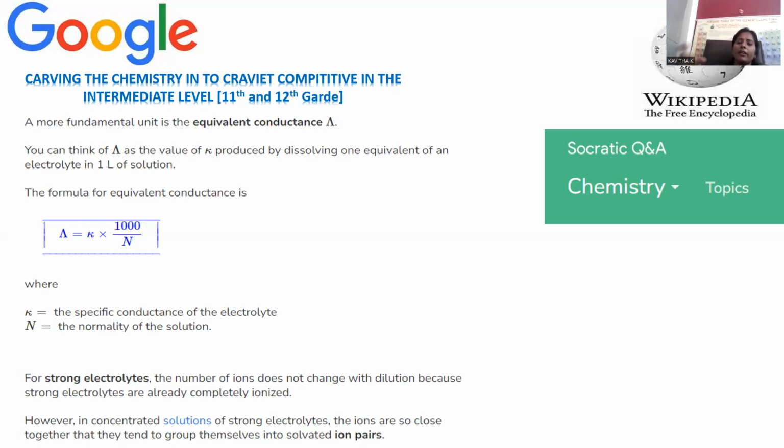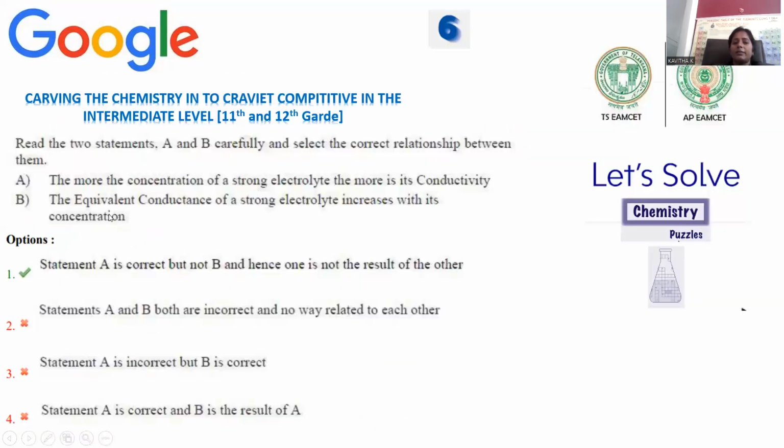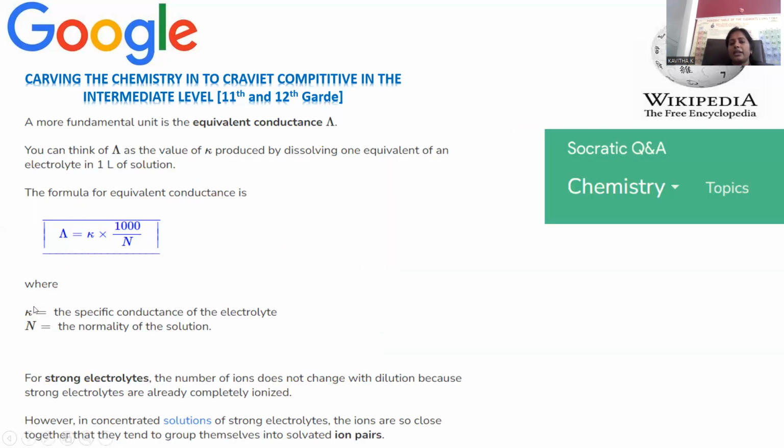If you are adding one more glass of water to the same container, there is no increase in the number of ions, because the entire sodium chloride is already in ionized form, being a strong electrolyte. The electrolyte will be completely ionized. So addition of water will not impact its further conductance, because the number of ions is not increasing, so the conductivity is not increasing as well. That's the reason why statement B is not correct, but statement A is perfectly correct. For question number 6, option number 1 is the correct answer. By this, we have entirely completed it.